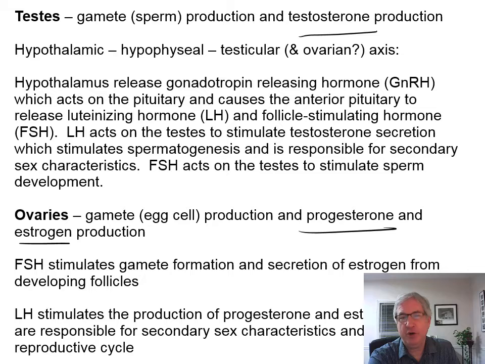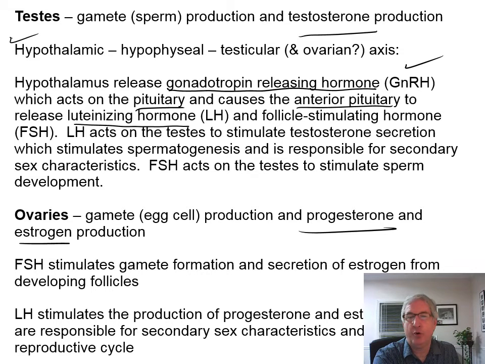So the book makes reference to something that the woman who wrote the book called the hypothalamic hypophyseal testicular axis, which I found very interesting. So I'll talk about that in a second. So you have the hypothalamus releasing gonadotropin releasing hormone, GnRH here. The hypothalamus releases GnRH, which acts on the pituitary, causing the anterior pituitary to release luteinizing hormone and follicle stimulating hormone. Now luteinizing hormone acts on the testes and stimulates testosterone production, which stimulates spermatogenesis and is also responsible for secondary sex characteristics.